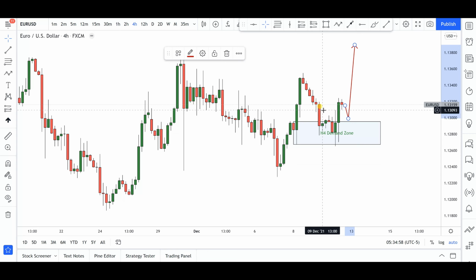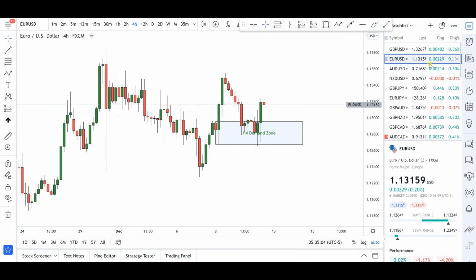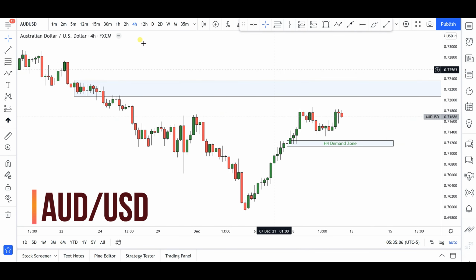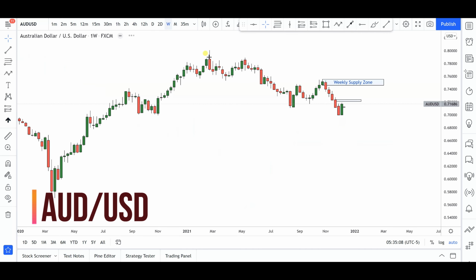Okay, so that's it from what I'm seeing now in euro US dollar going into next week. Now, next up is going to be Australian dollar US dollar. Now, for Australian dollar US dollar, what do we have for this week?